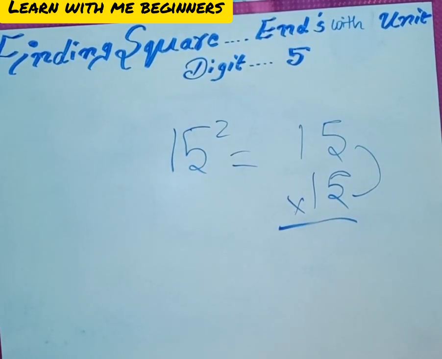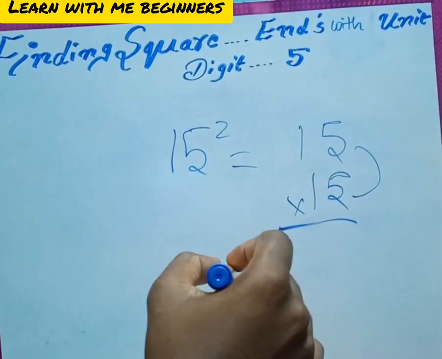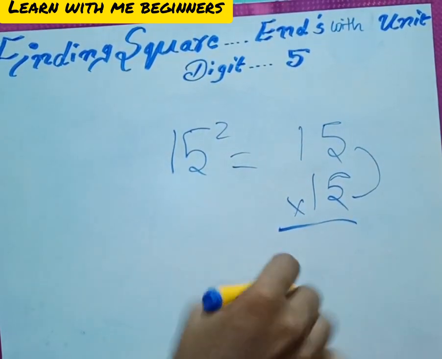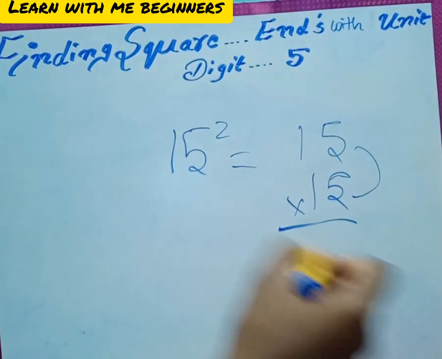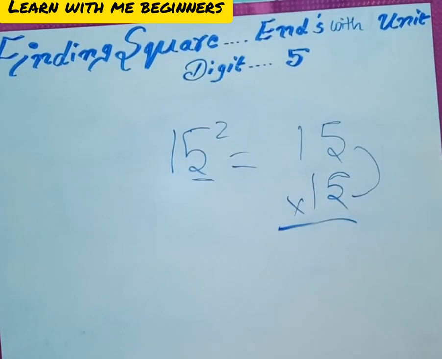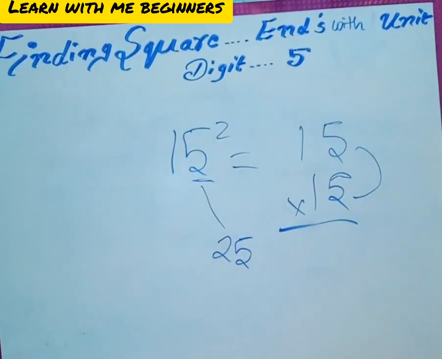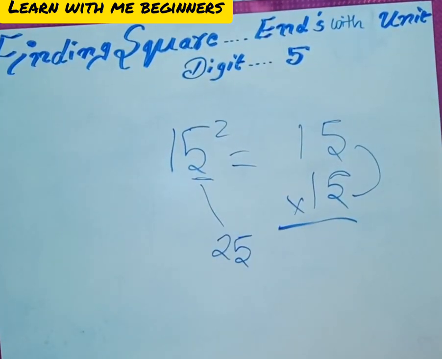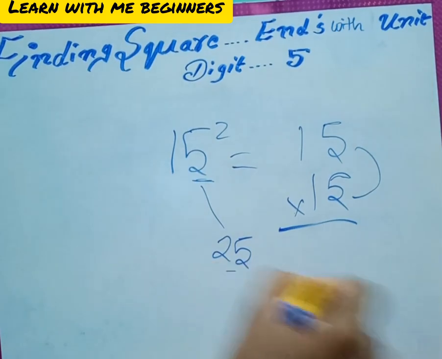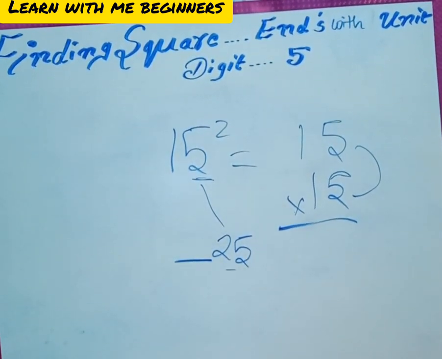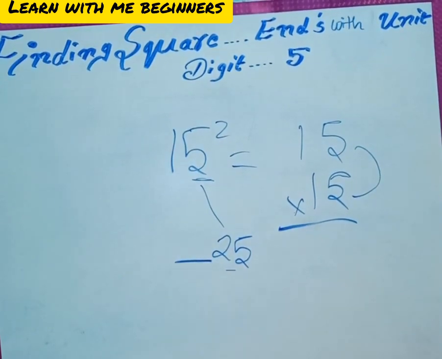But remember one thing, in this short trick you have to be very careful. Note this down: whatever number it is, when it ends with 5, its square always ends in 25. Whether it is 65, 25, 35, the number which ends with 5, its square always ends in 25. Now you just have to find the remaining numbers. How to find that? That's very easy.